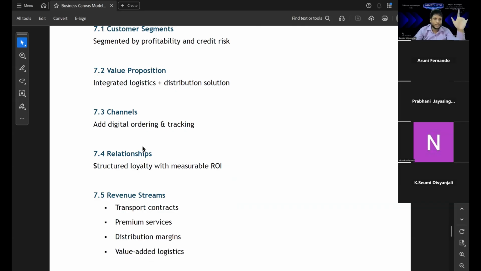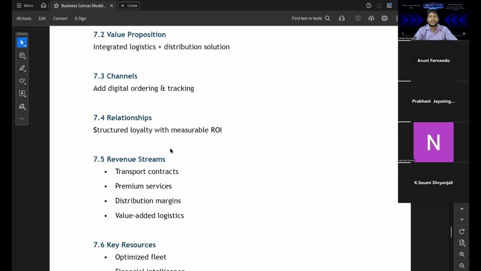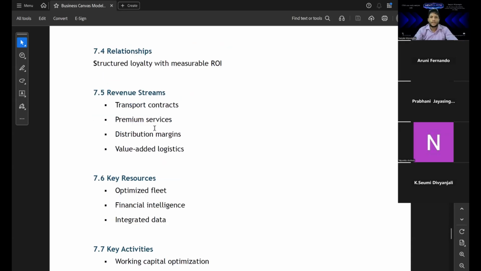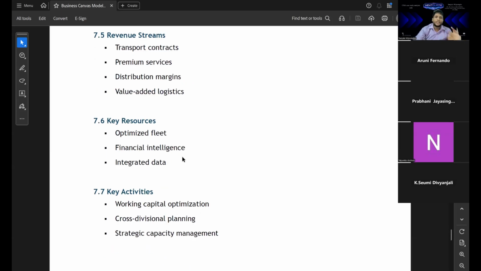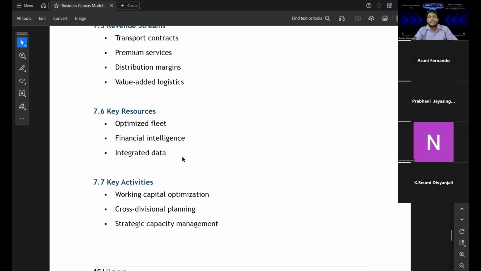Then channels: I discussed relationship, structured loyalty with measurable return on investment. That is totally fine. Revenue streams: transport contracts, premium services, then distribution margins and value-added logistics. Now, I already explained these things. Then key resources: optimized fleet, financial intelligence, and integrated data. I told you how you are going to use big data analytics as well.